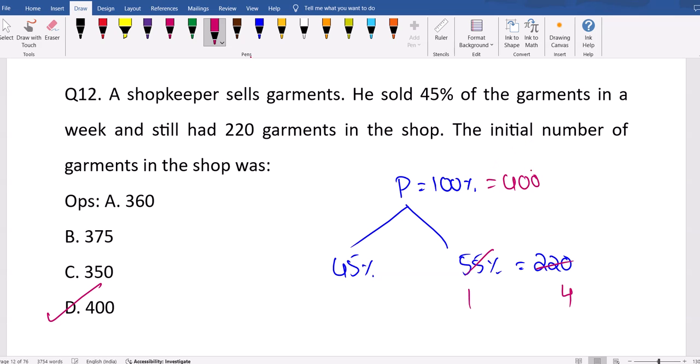Percentage related question. Initially something is there. You sold 45%, so still remaining 220 garments means 55% equals 220. From this, total garments initially is 400.